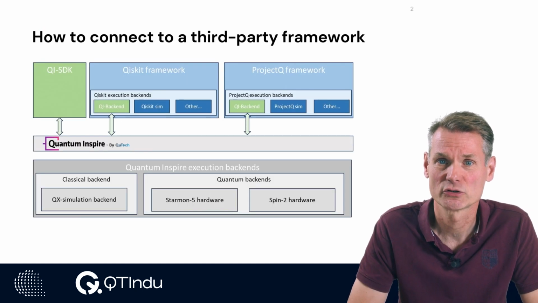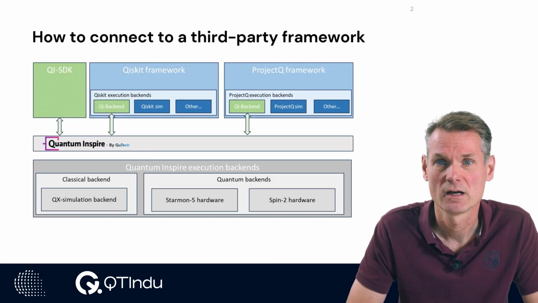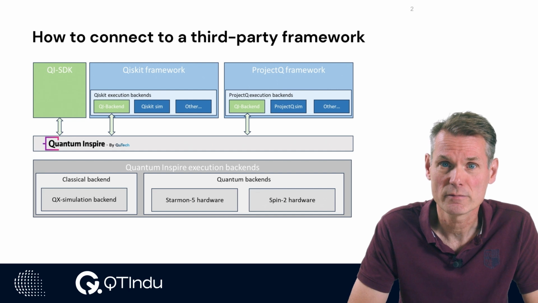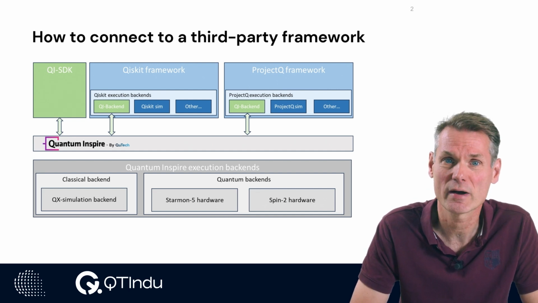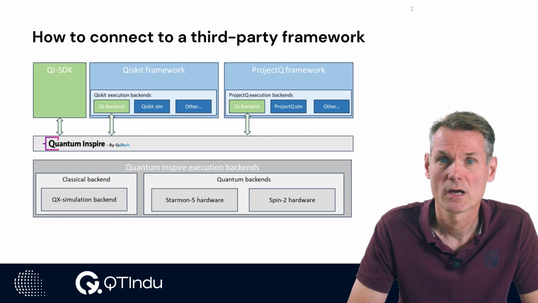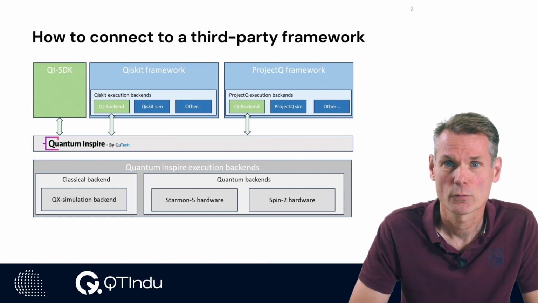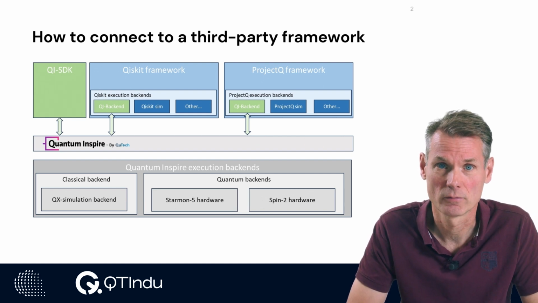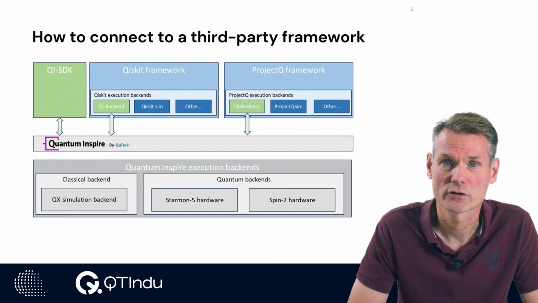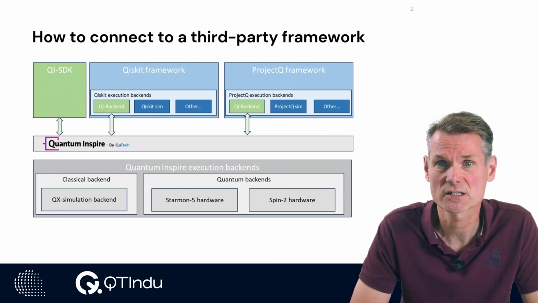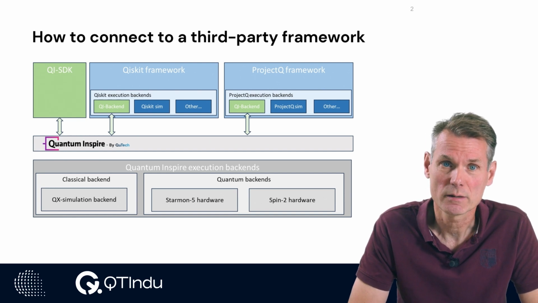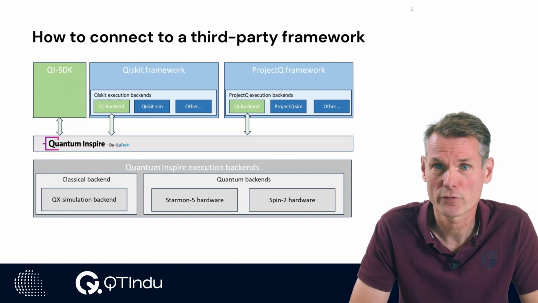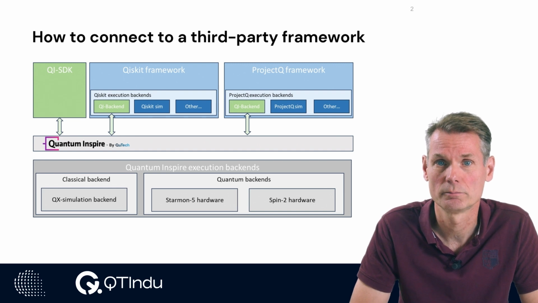As we saw in the module QI SDK installation, to make use of a third-party framework, we have to install the necessary packages next to the QI SDK package. When all packages are installed, we get the following context overview. Qiskit and ProjectQ are 2 quantum computing frameworks that allow other packages to be connected as a backend. QI SDK is able to operate as a backend for both Qiskit and ProjectQ.